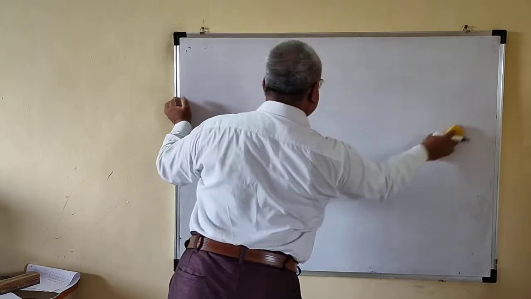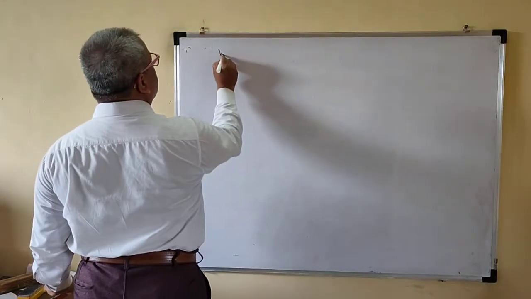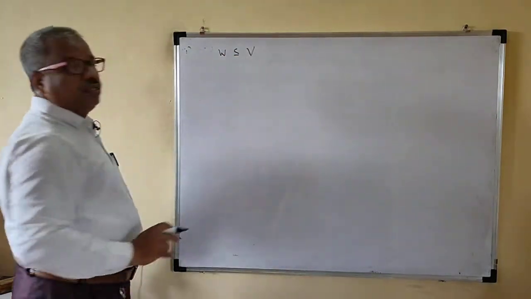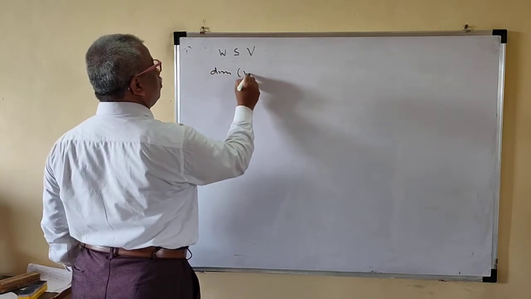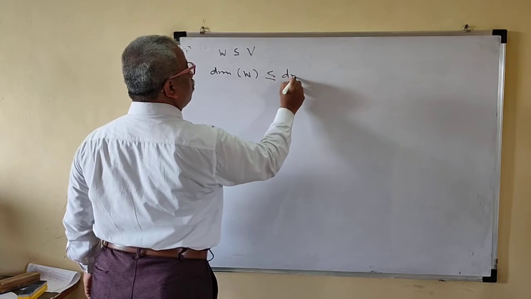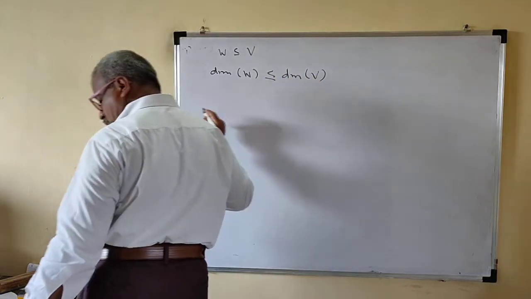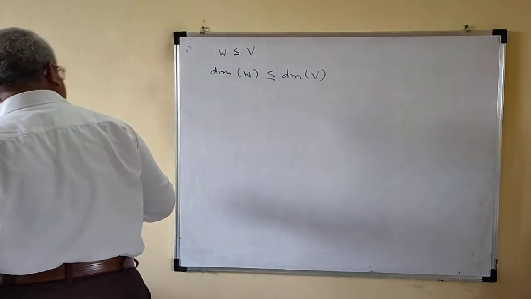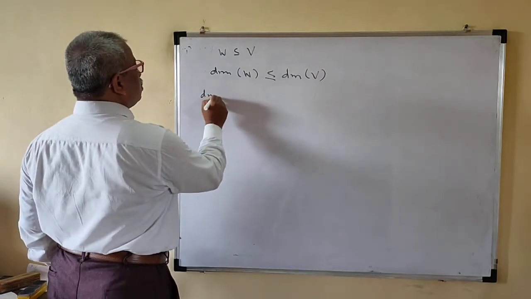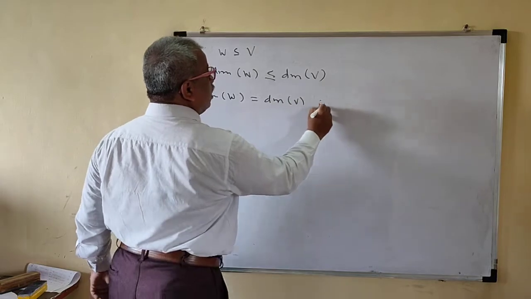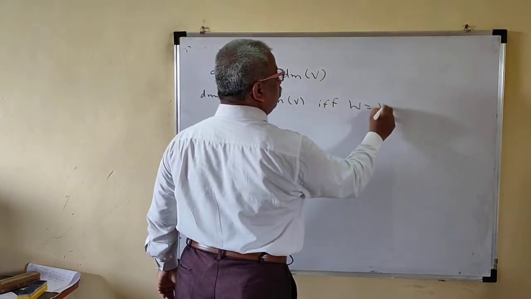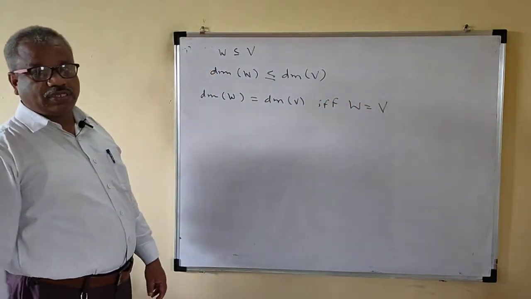Suppose W is a subspace of V. Then the dimension of W is less than or equal to the dimension of V, and the dimension of W is equal to the dimension of V if and only if W is equal to V.